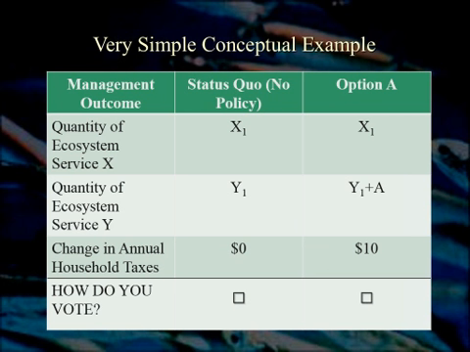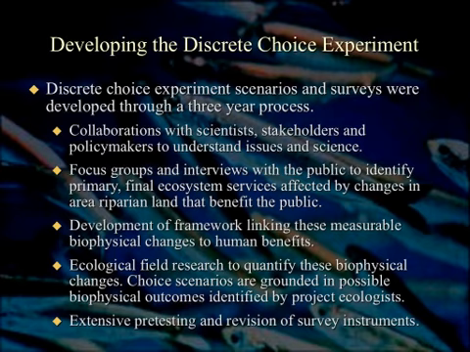So say policy option A would add a little bit to some ecosystem service Y. You'd add A units to it, whatever that is, and say it would increase your taxes by $10 a year. Well, if someone votes for that, and if they're telling you the truth, what you can infer is that adding A units of ecosystem service Y is worth at least $10 to them. Otherwise, they wouldn't vote for it. So this is just a real simple illustration of how these things work. The real questions are much more complicated, but that just gives you an idea.